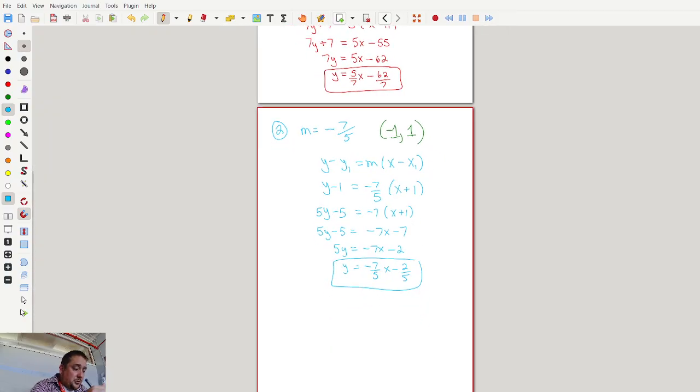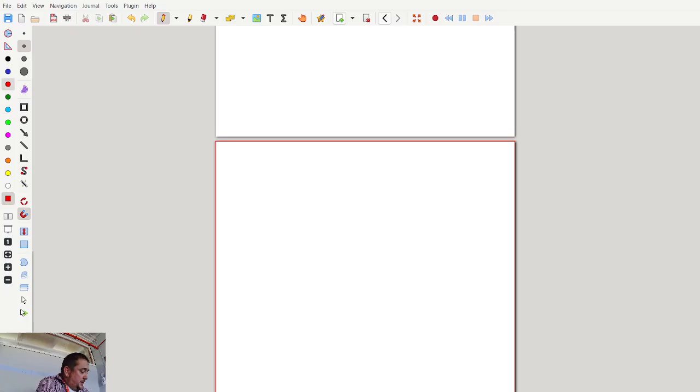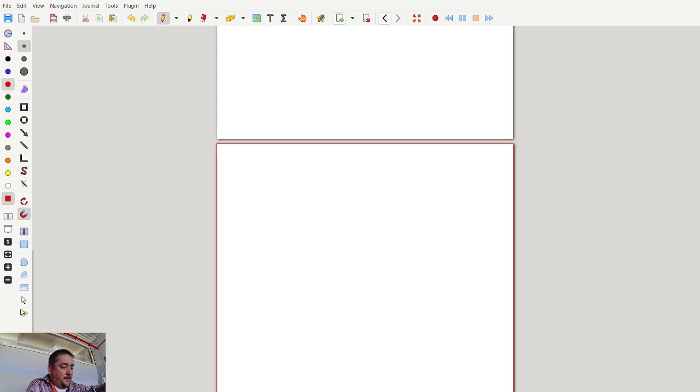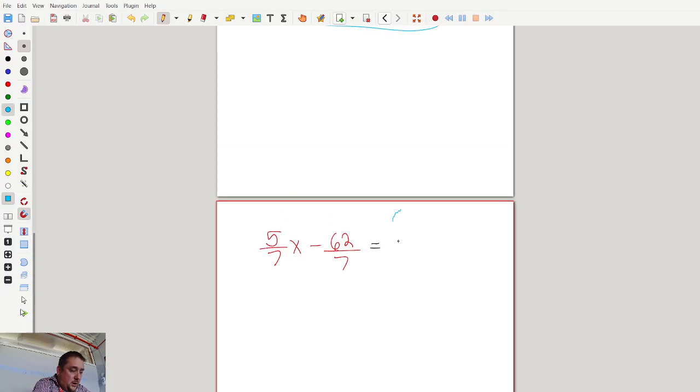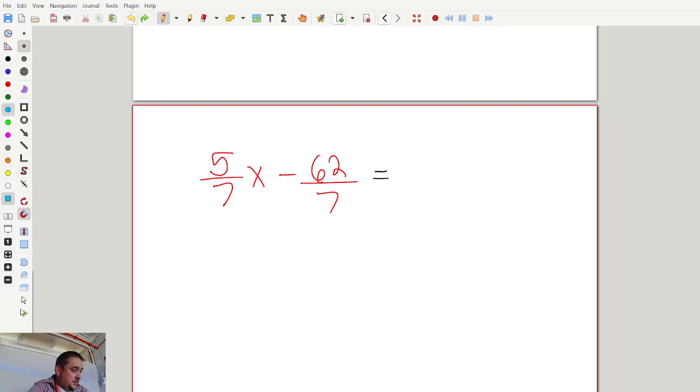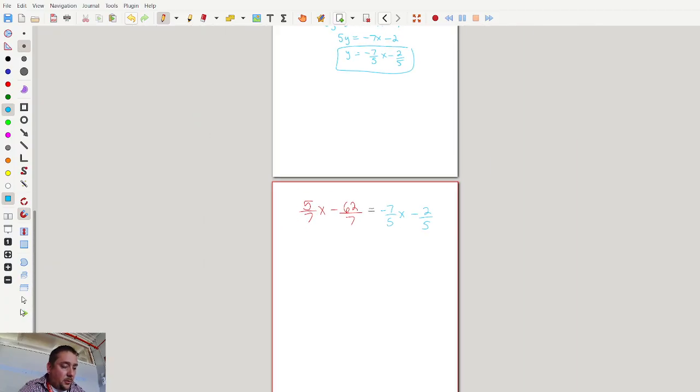So I just need a little space here. Let's see. The red line's equation was 5/7 x minus 62/7, and that's going to equal negative 7/5 x minus 2/5. Let me just make sure I copied all this correctly.